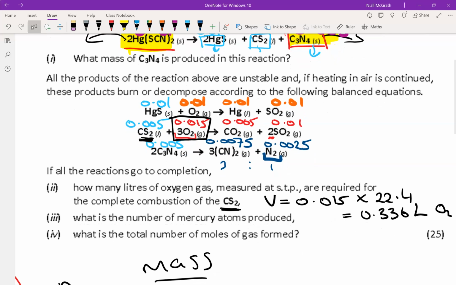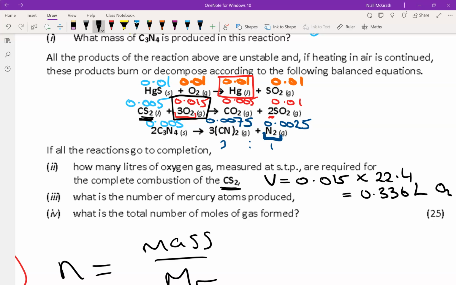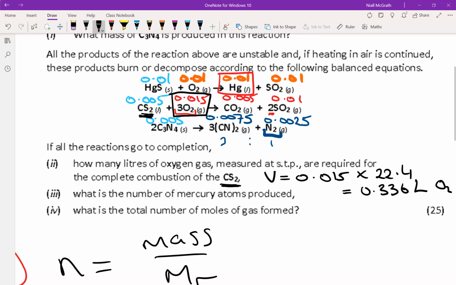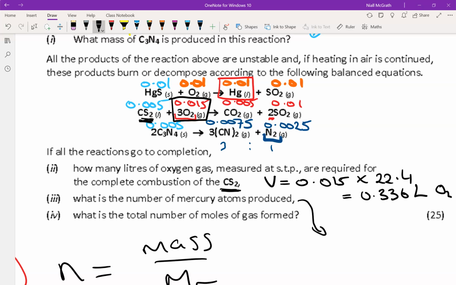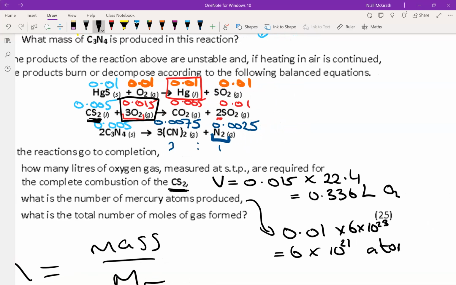What is the number of mercury atoms produced? Our mercury is Hg. That's what we have here. Okay, to find your number of atoms of something, it's going to be your number of moles multiplied by Avogadro's number when it exists as single atoms as it is there. So for this question, it's going to be 0.01 multiplied by 6 by 10 to the 23, and that gives you an answer of 6 by 10 to the 21 atoms of Hg.